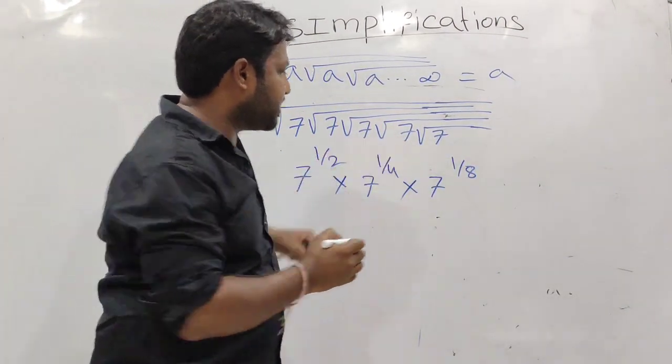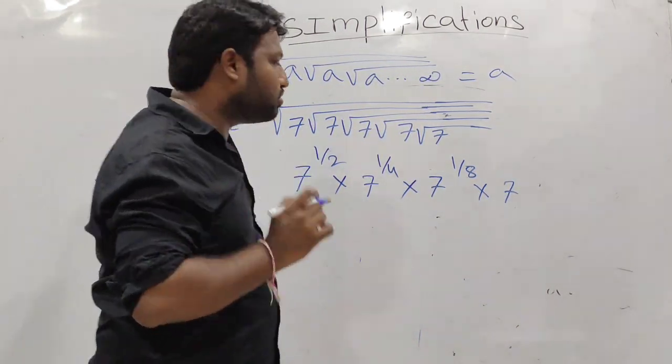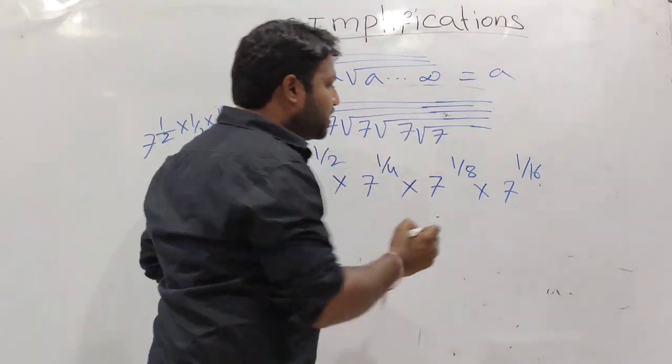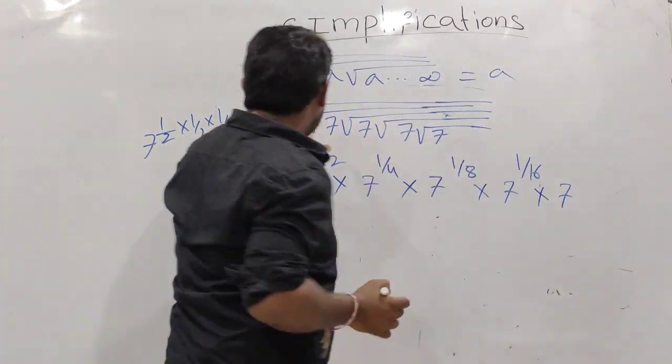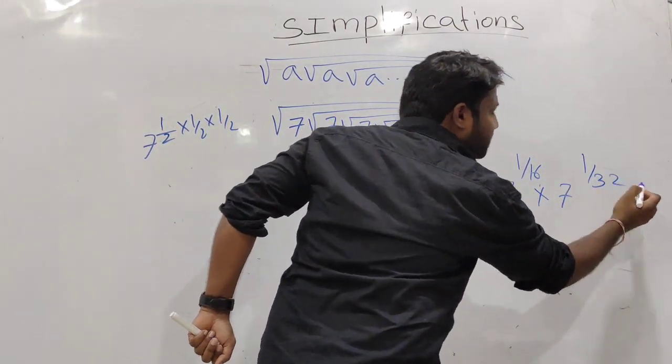Now I am writing this 7 into 7 power. How many roots are there? 1, 2, 3, 4. 4 roots are there, so I have written 1 by 16. Now I am taking this 7. How many roots are there? 1, 2, 3, 4, 5. 7 power 1 by 32.